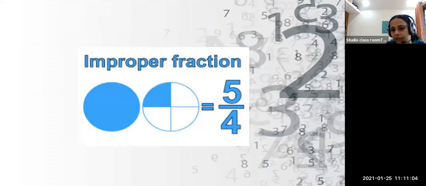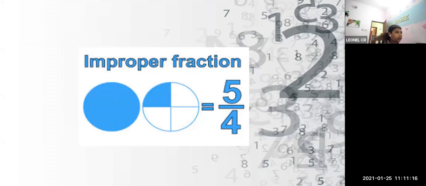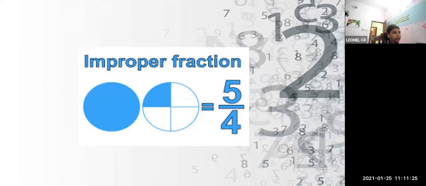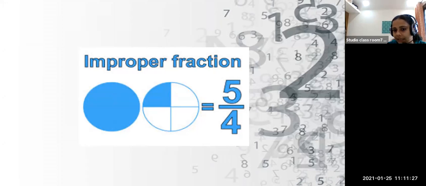Here, who can say which is the numerator? Yes, Leonel. 5 by 4. It's given 5. And what about the denominator? 4. So here, which is the biggest number? 5. 5 is greater than 4. So that means here the numerator is greater than the denominator. It is called improper fraction.